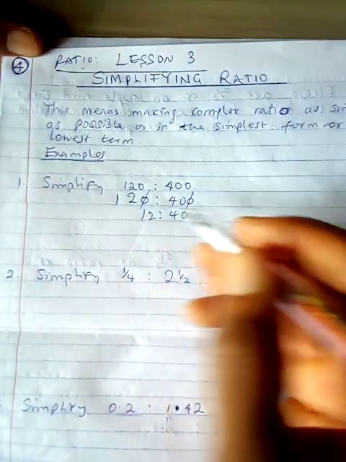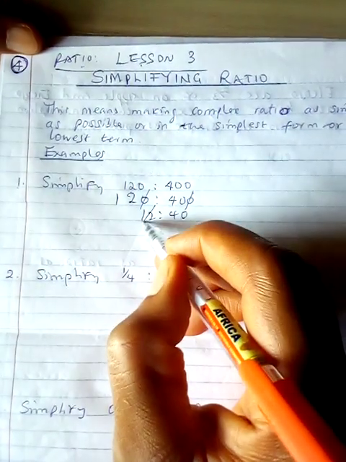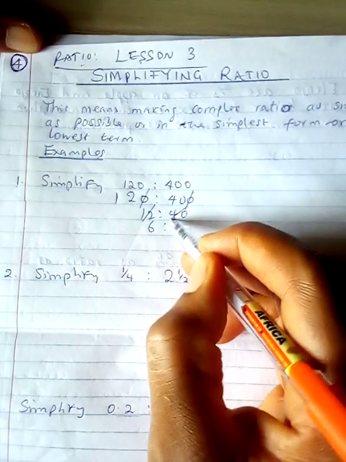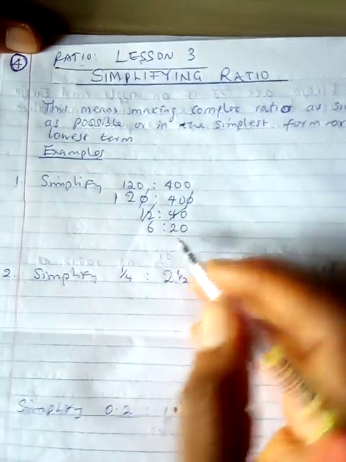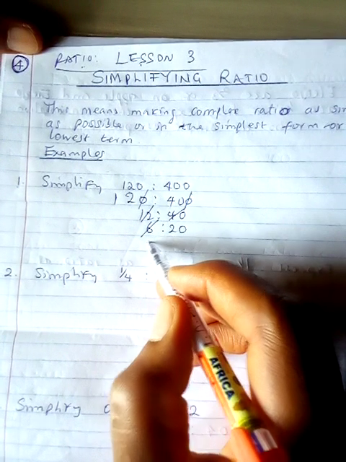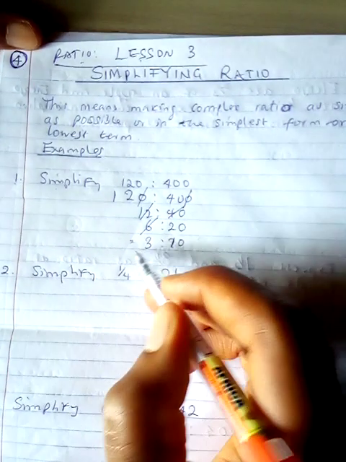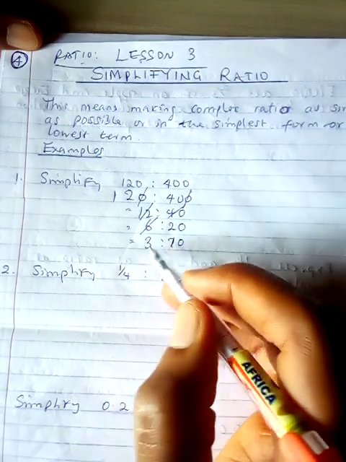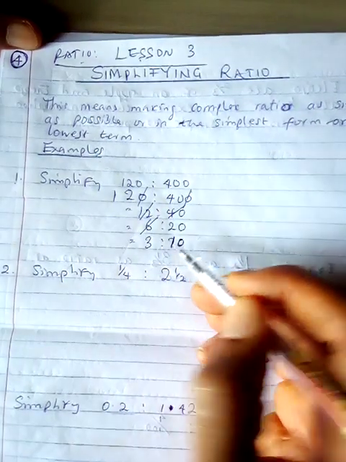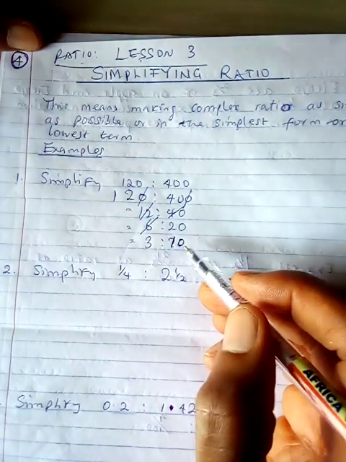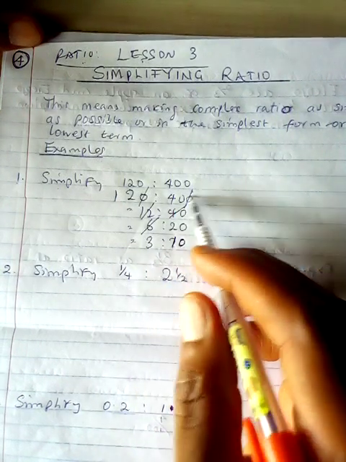Then what can go again? 2 can go into this number. 2 into 12 is 6, and 2 into 40 is 20. Also, 2 can still go again. 2 into 6 is 3, and 2 into 20 is 10. So we're having 3 ratio 10 as the answer. It is the simplest form of that ratio.